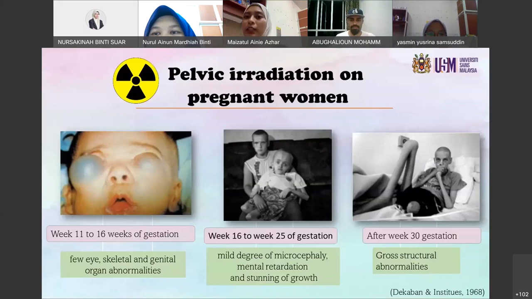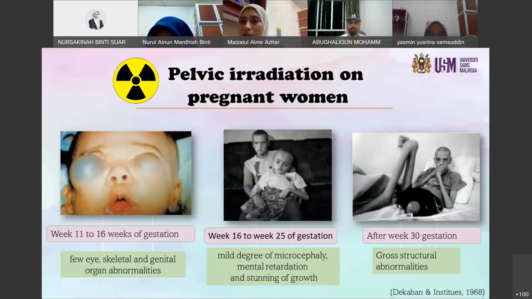So here is the research performed in 1968. The researcher named Dekaban surveyed the literature for instances of pelvic X-ray irradiation in pregnant women. Based on the data, it shows that a large radiation dose delivered to the embryo before week 2 to 3 of gestation will not produce severe abnormalities in the embryo, but the embryo may be aborted. But in week 4 to 11, it could lead to severe abnormalities in many organs in the children.